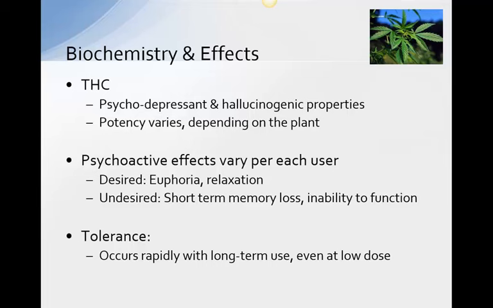So what are the biochemical effects of marijuana? Well, it's the THC, which causes the psychological hallucinogenic properties. And it can vary depending on the plant that it came from. Okay, when smoked, its effects usually occur within 20 to 30 minutes and may last up to 7 hours. Because THC is stored in body fat, its elimination is very slow. So the half-life for marijuana is anywhere from 2 to 7 days. And the longer a person has been using, the longer it is to get out of their body, just for this reason.